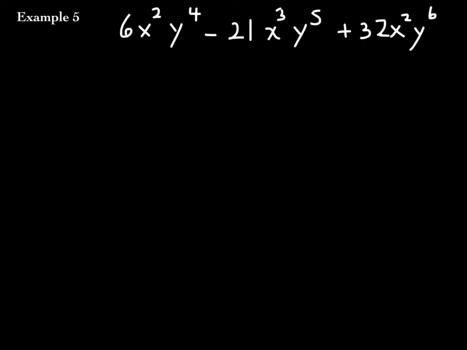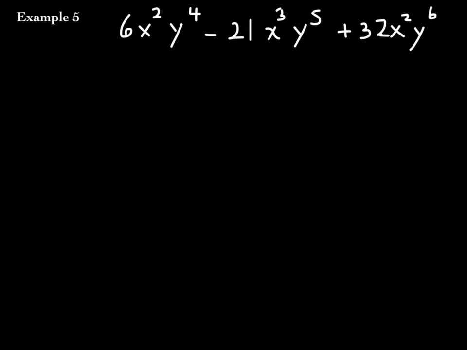All right, folks, we have a trinomial here. It looks pretty busy: 6x squared y to the fourth minus 21x cubed y to the fifth plus 32x squared y to the sixth. Now, what's our first step every single time? GCF. So let's think about the GCF.